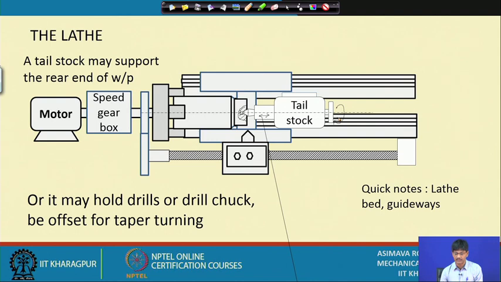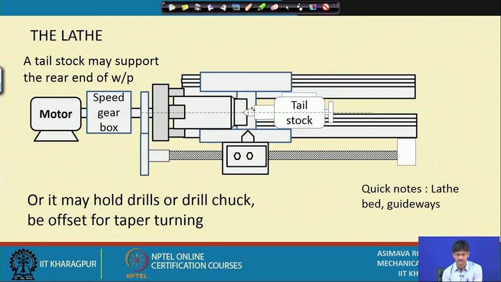So the tailstock can be moved just like the saddle. Why does the tailstock have to be moved? Because for jobs of different length, it has to be located at different positions. In addition to that, this particular spindle can also be moved out and in. So the basic idea is put the tailstock at the desired location and clamp it to the lathe bed, and then make the spindle move out or in as you desire.